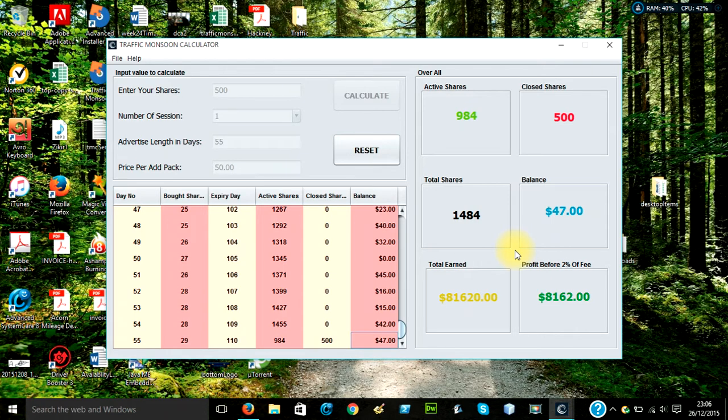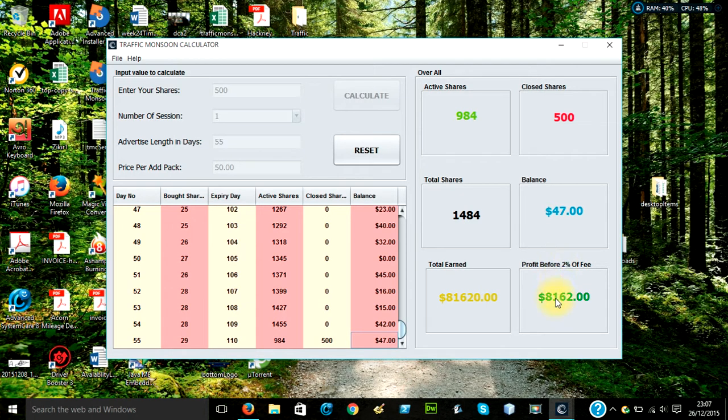Once you wait for another 55 days, you'll earn a total of 81,620, which is calculated as the total of the repurchase value, your current value, your capital and everything together. It doesn't mean your profit is this. It means you'll get 10% out of this. The 10% out of this is $8,162, before you pay the 2% fee of your PayPal, Payza or Solid Trust.